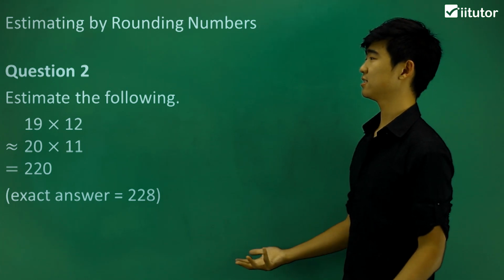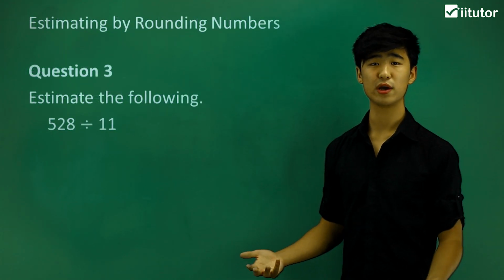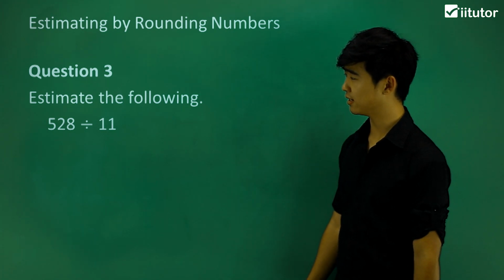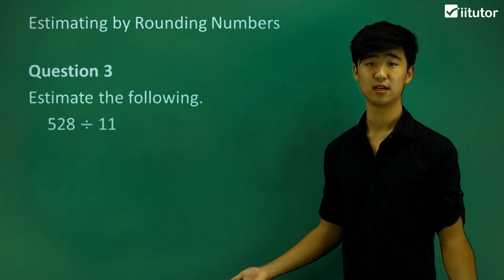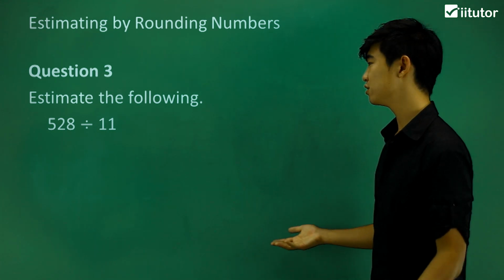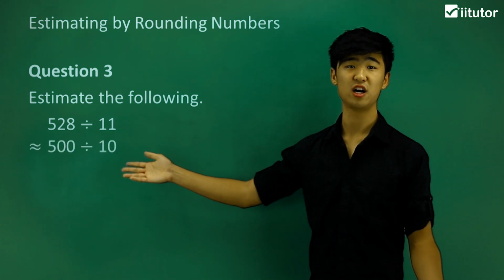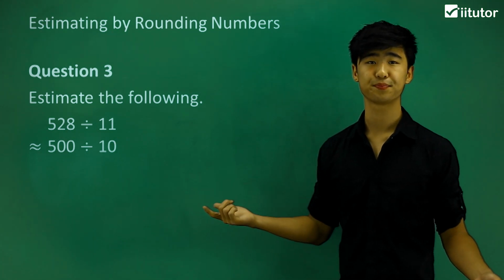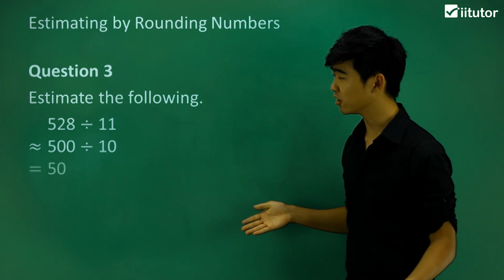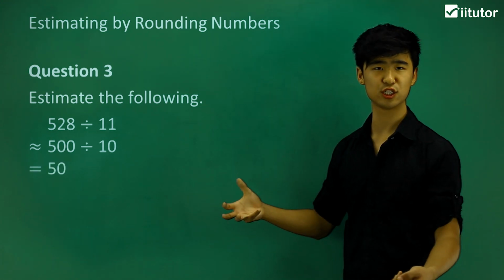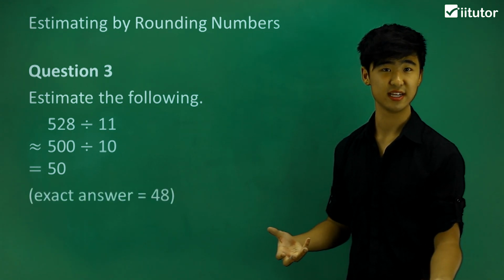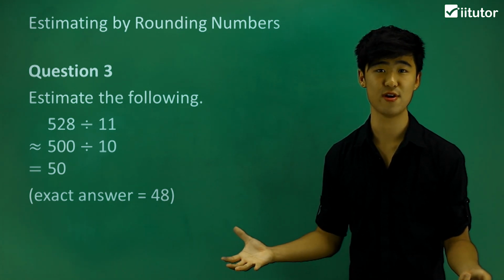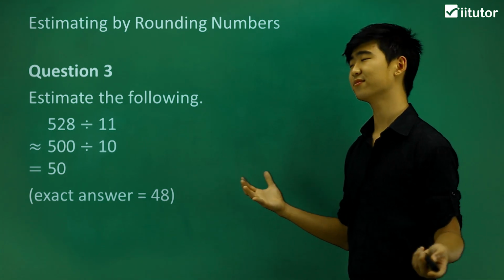Let's move on to question number 3. So we have division this time. Estimate the following. 528 divided by 11. So how should we round these numbers? So 528, let's round that to 500. Just simply 500. And 11 we can round down to 10. Now if we just simply do that, it'll give me 50. And again, let's try and check to see how close we actually were. The exact answer is 48. So again, you can see how close we can actually get by rounding numbers and estimating them.